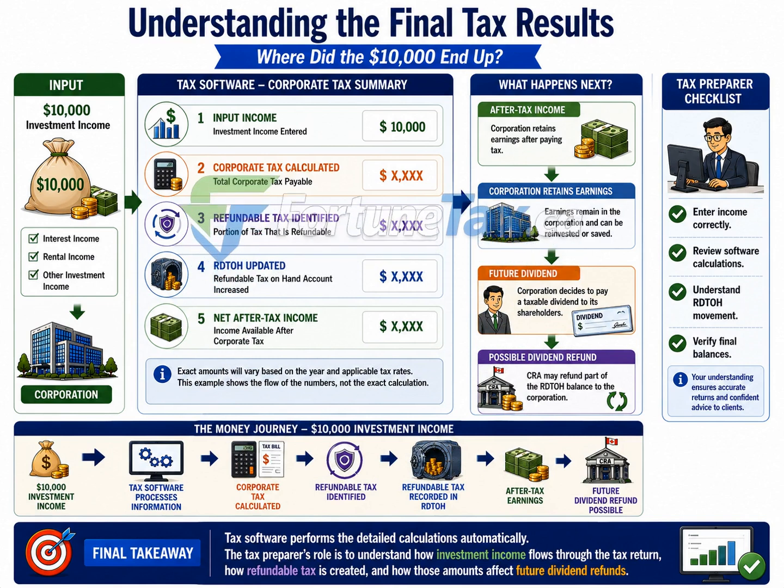The key takeaway from this example is simple. Investment income does not stop with a tax calculation. It creates a complete chain of events from taxable income, to corporate tax, to refundable tax, to the RDTOH account, and eventually to a possible dividend refund. Understanding this complete flow is what transforms tax software from a calculation tool into a meaningful source of tax planning information.